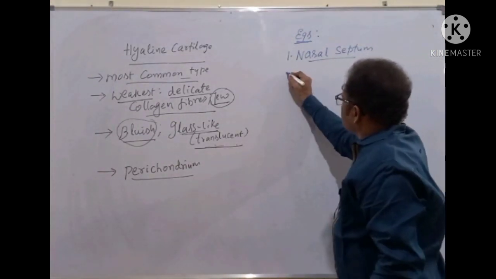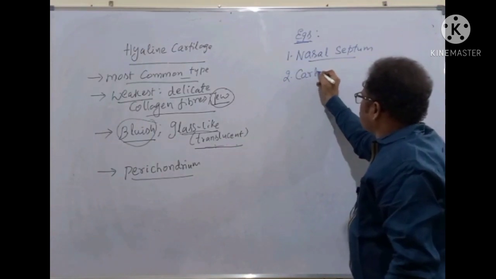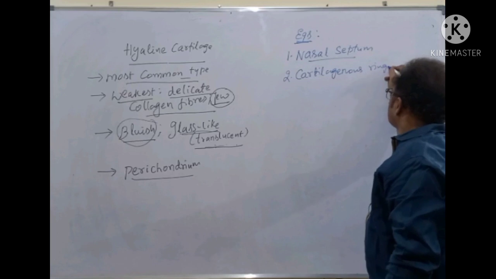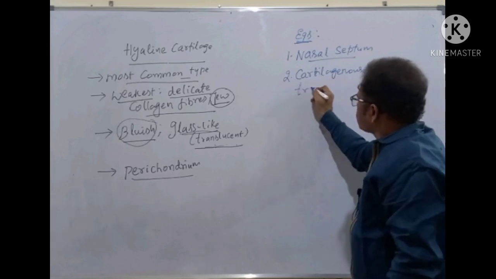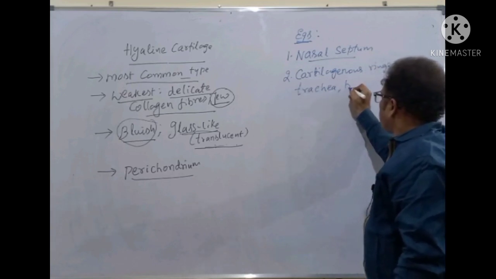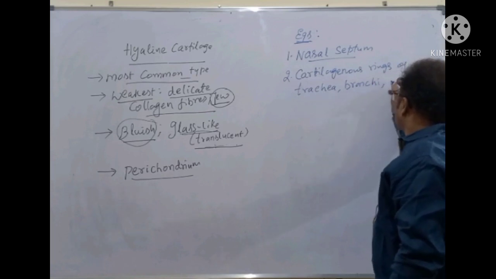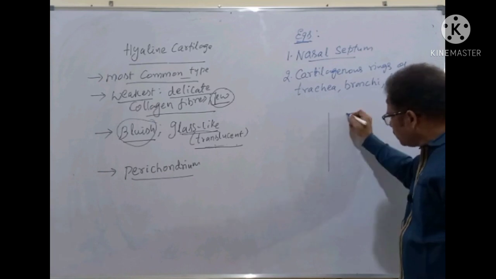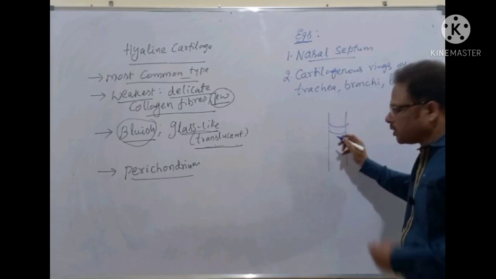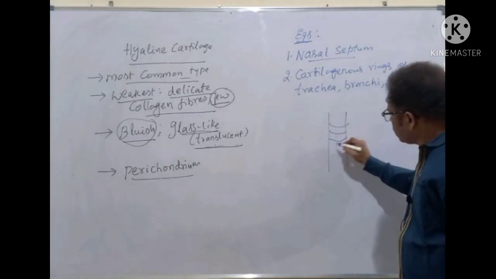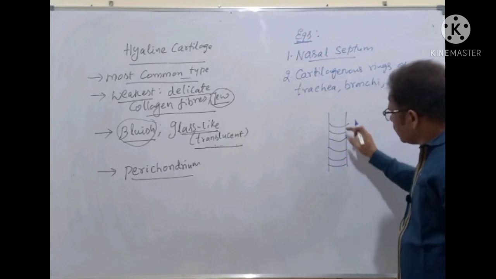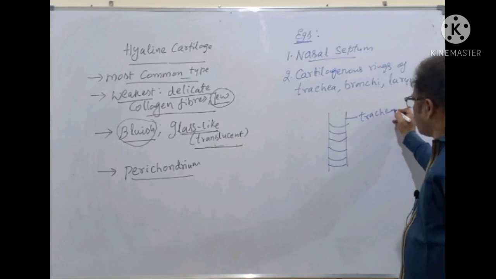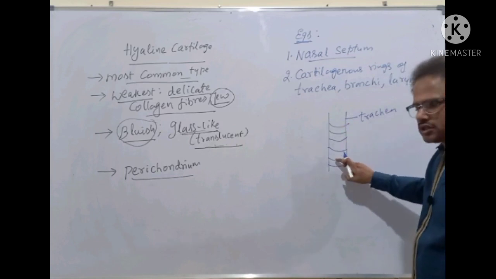Next one is the cartilaginous rings of trachea, bronchi, and larynx. The cartilaginous rings, for example, this is the trachea. Here, towards the ventral side, the cartilaginous rings are there. These are the cartilaginous ring-like structures.